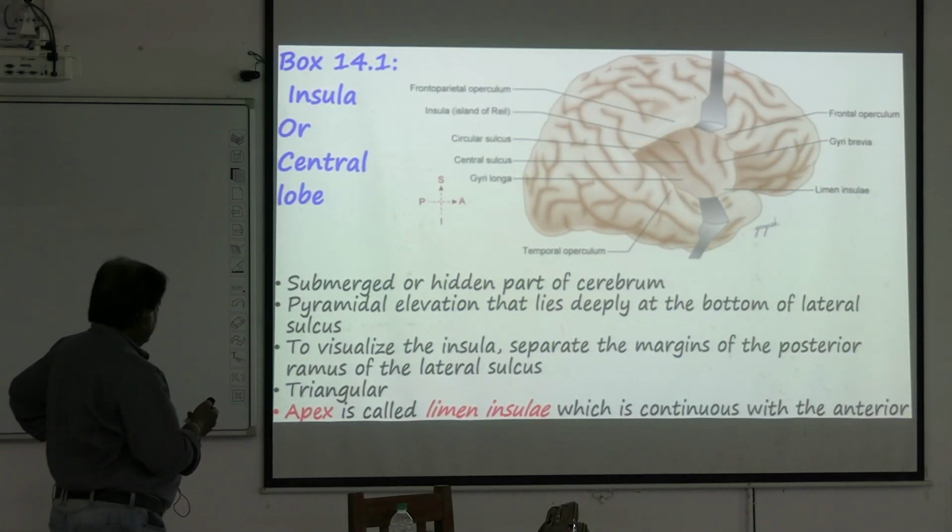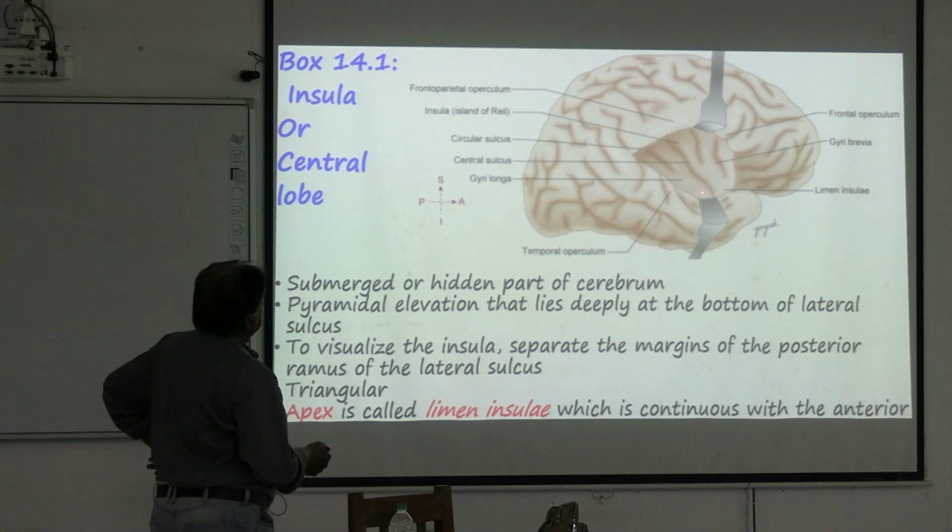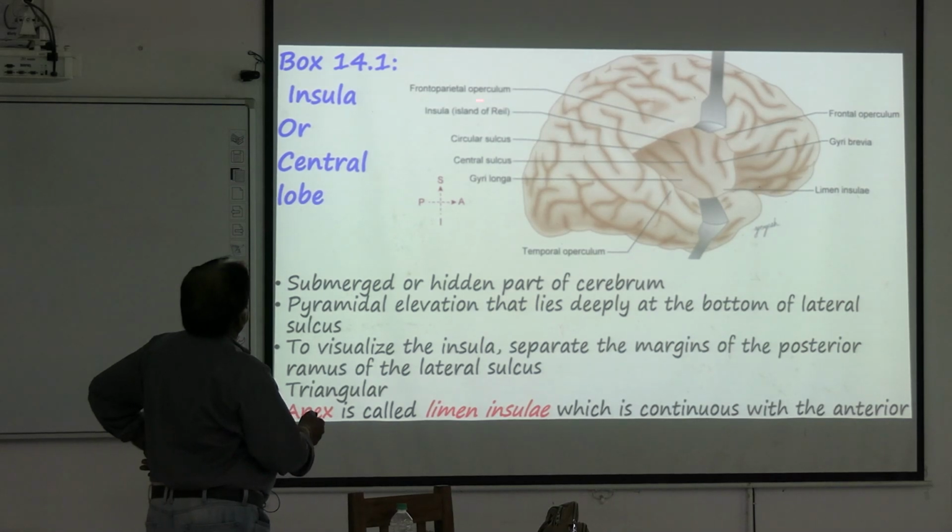Now, the insula or cerebral central lobe. You can see this is the central sulcus. The portion of the brain is retracted. The limen insulae, gyri brevia, and frontal operculum. This is the frontoparietal operculum. But you just need to know the gyri longa and the central sulcus.